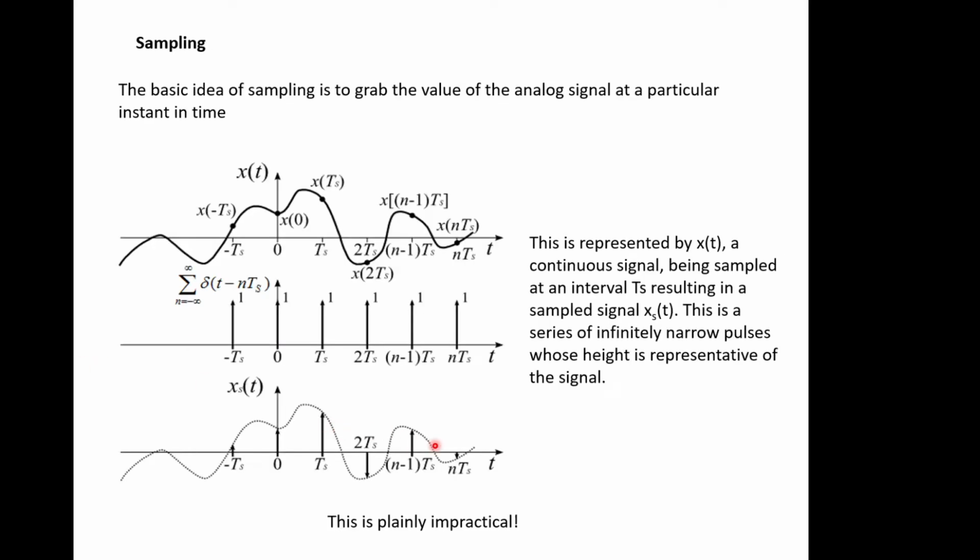So the basic idea of sampling is to grab the value of the analog signal at a particular instant in time. So here's our analog signal, continuously changing in time, continuously changing in amplitude. It's all joined up, no straight lines involved here. And we represent that by x of t, so t implies a time continuous signal. And we're going to sample this at t sub s, at various time steps where the gap between the ts's is constant. And that results in a sampled signal xs of t.